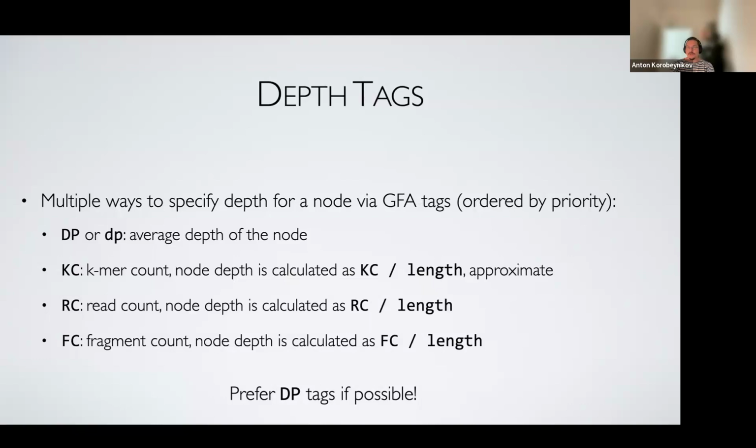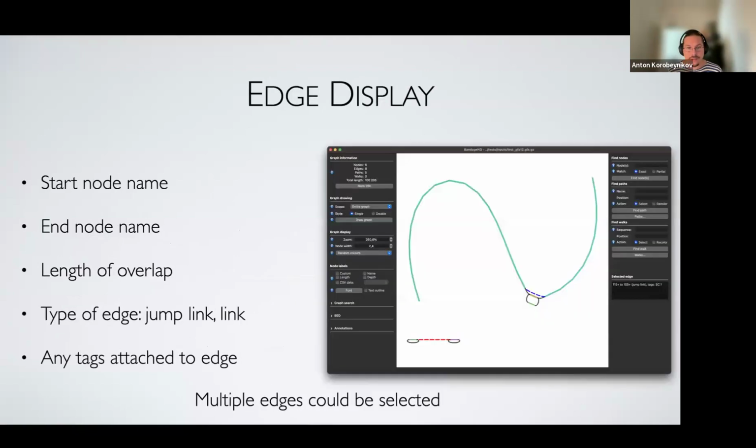Another possible tag that could be used for the coverage depth of the node is the k-mer count. Then we just recalculate the node depth as the number of k-mers divided by the length, but it's approximate because we don't know the length of the k-mer, sadly. So it could be slightly off. Or, like read count or fragment count, we just normalize them. So if you want to use the coverage depth, ensure that your assembly graphs have this DP tag, or you have to do something to infer the coverage.